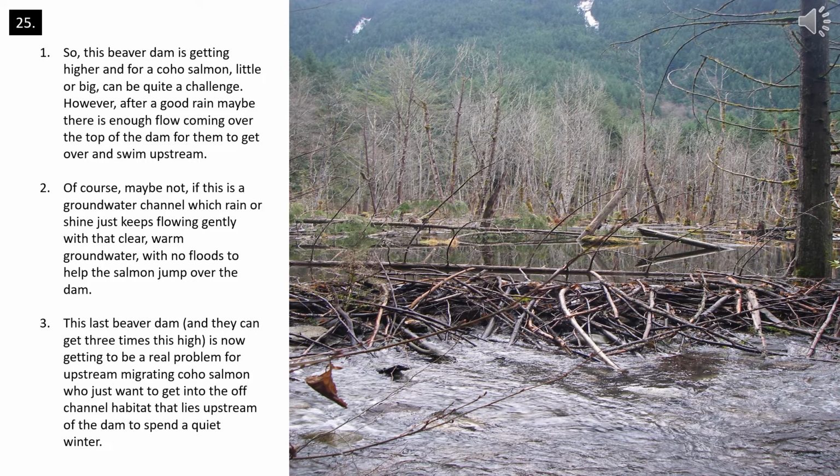So where the problem comes is if this is a purely groundwater fed channel, we don't get those rain events affecting the flow. So without flow spikes, it's harder for the adult salmon to get over them, and just as hard for the little ones to get over them.